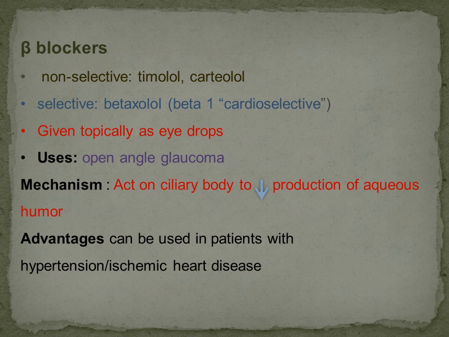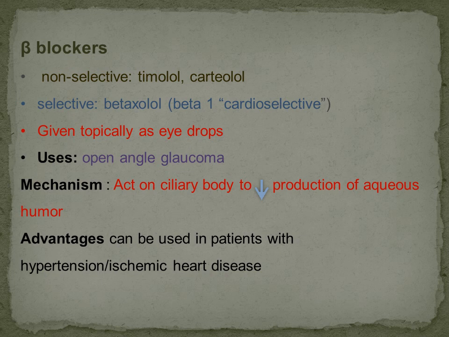Beta blocker. Beta blockers, as we know, are classified as selective and non-selective. Non-selective beta blockers, example timolol, carteolol. Selective, example betaxolol, beta-1 cardioselective. These drugs are given topically as eye drops. They are used in open-angle glaucoma.